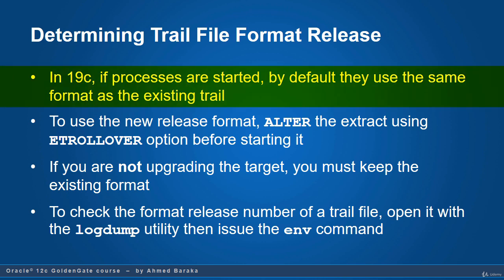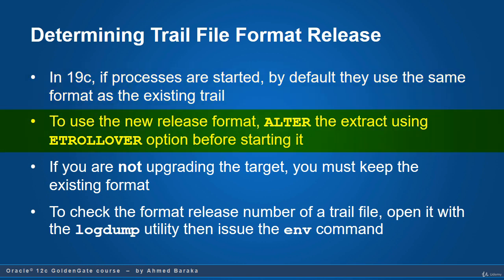In Oracle GoldenGate 19c, if you just start the processes after upgrading the software homes, the extract process will produce trail files using the existing trail file format. It doesn't use the format of the upgraded release. If you want to use the trail file format of the upgraded release, you must alter the extract process using the ETROLLOVER option. After you issue this alter command, when you start the extract process, it will produce a new trail file with the upgraded release format.